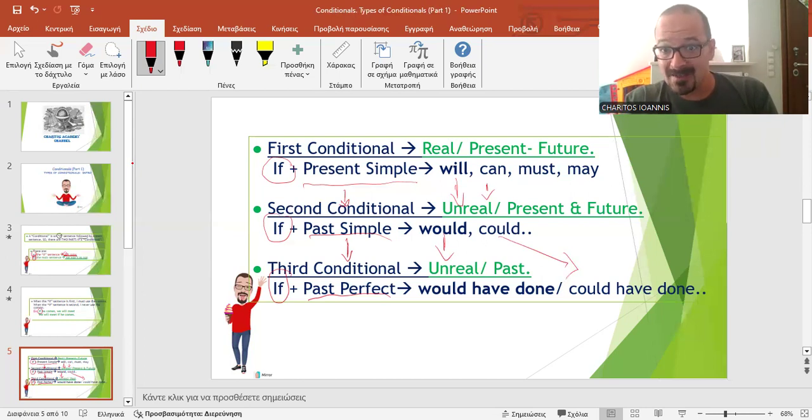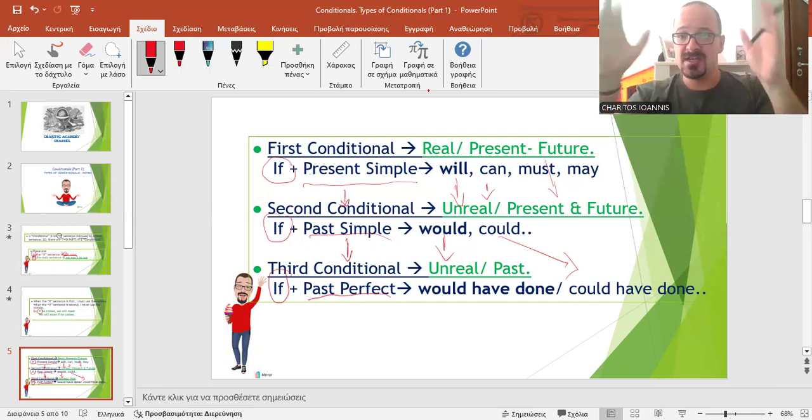Except for that, what I must always keep in mind is what each conditional expresses. Real or unreal? And does it refer to the present and future, they go together, or the past? So the first conditional, and I'm going to explain what that means, shows something real in the present and future. The second conditional still refers to the present and future, but it shows something unreal. And the third shows something unreal, but this is the only conditional that refers to the past.